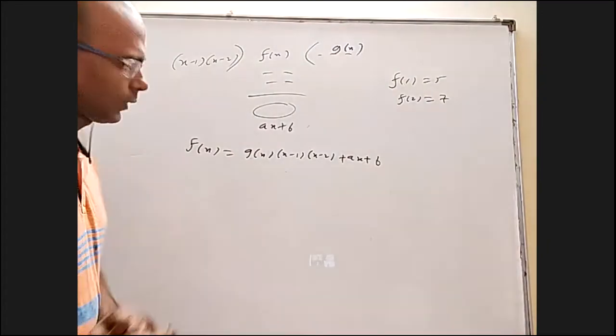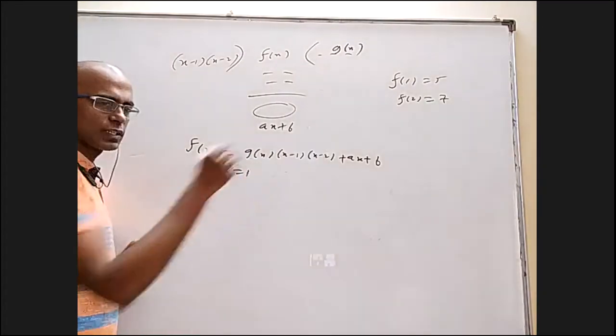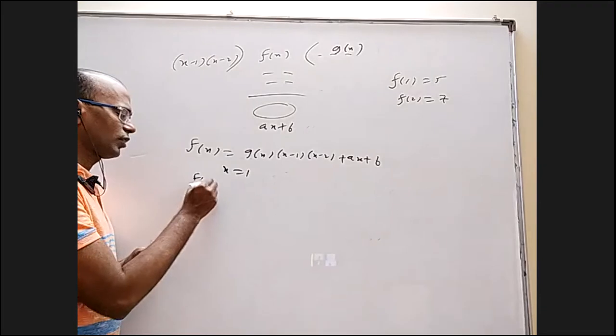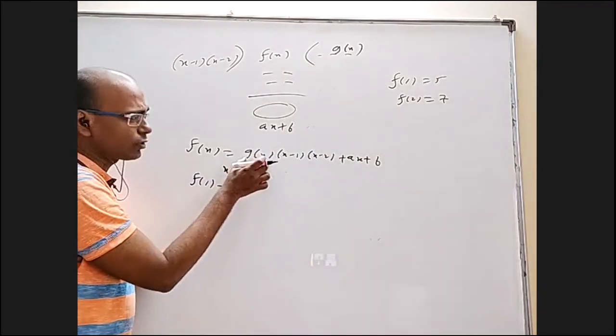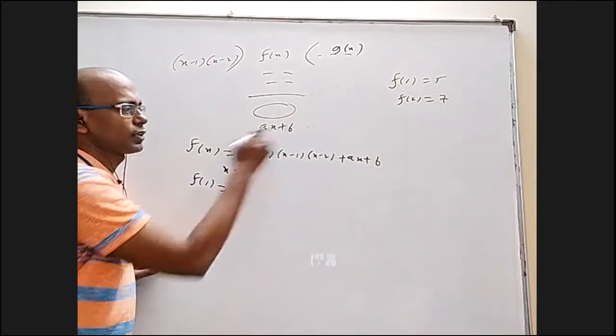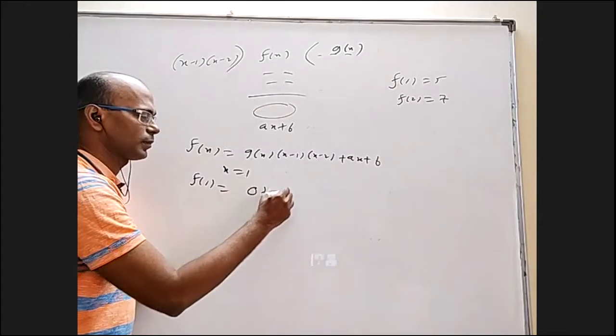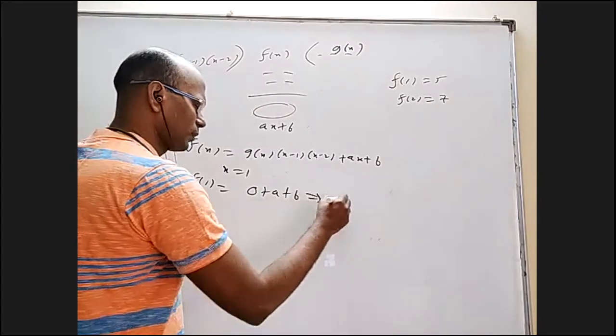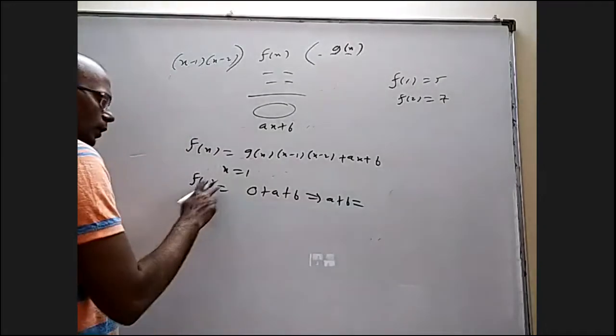I'll show you why. Put x equal to 1 on both sides. What will happen? You'll get f of 1. I don't know g of 1, but don't have to worry. This into 0 is there. The whole thing is 0. You'll get a plus b. So from that, I'm getting a plus b is equal to what? 5.